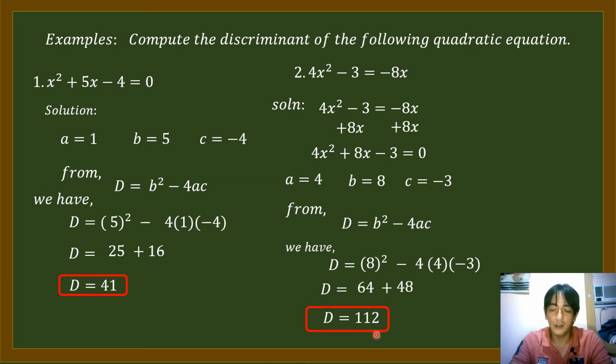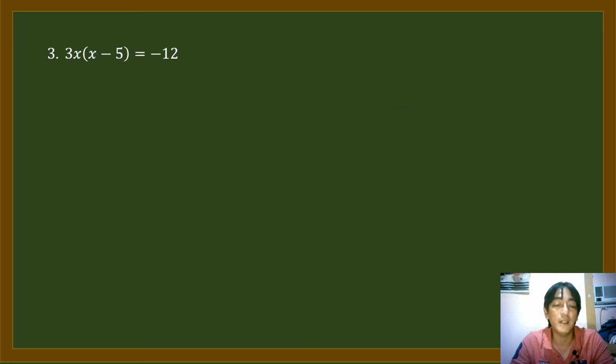Yan. So, na-compute na natin yung discriminant ng number 2. So, sa susunod na video natin, malalaman mo na kung ano ang nature of roots niyan. Okay, last example. Tingnan natin yung example number 3. Okay, so, example number 3 natin, hindi siya naka-standard form. I think we will be using the distributive property here kasi magmumultiply tayo. Yan. So, solution natin. 3x times quantity of x minus 5 equals negative 12.